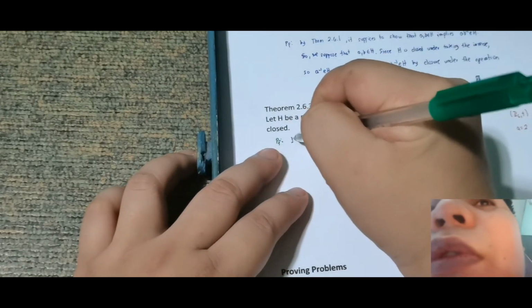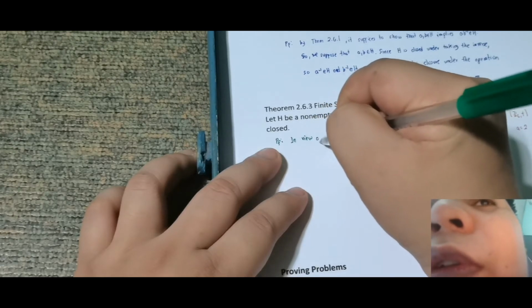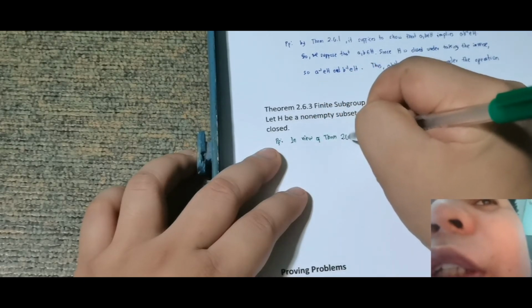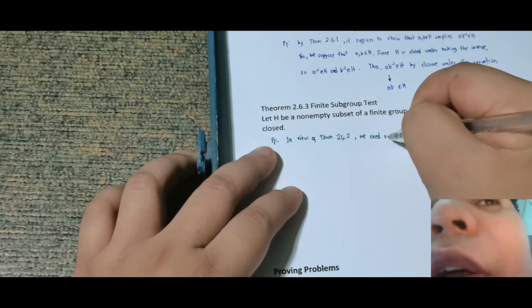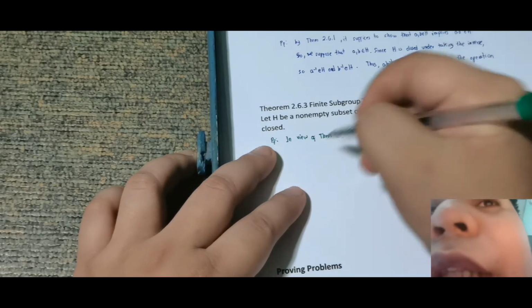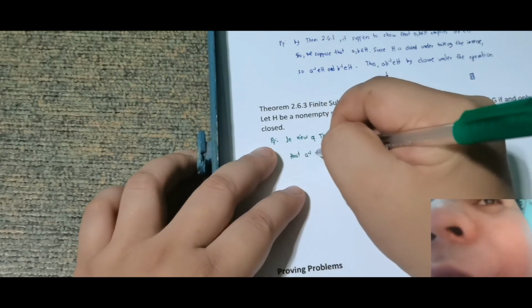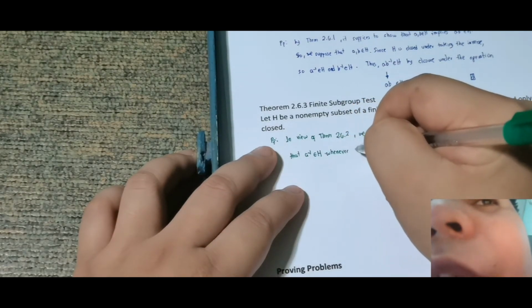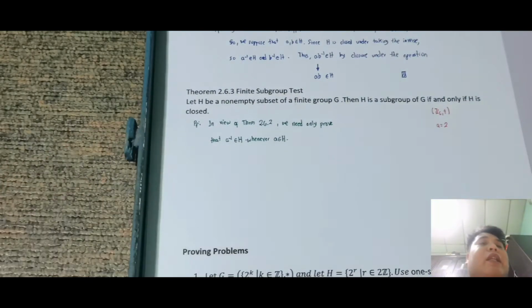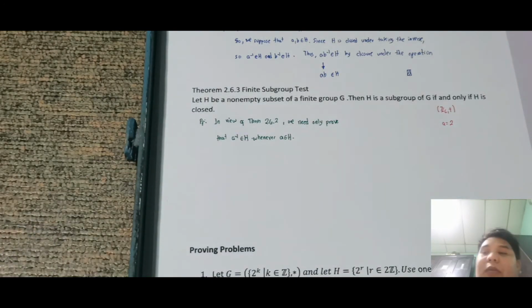Okay? So, in view of Theorem 2.6.2, we need only to prove that a inverse is an element of H whenever a is an element of H. That is really what we need to do. Let's just talk about a single element. Using Theorem 2.6.2, we disregard a and b since closure is already given. So we just need to show that a inverse is in H whenever a is in H. So now we will work on that a inverse.